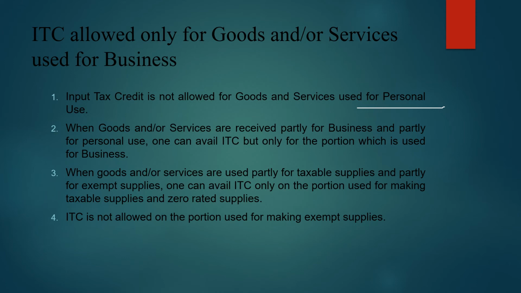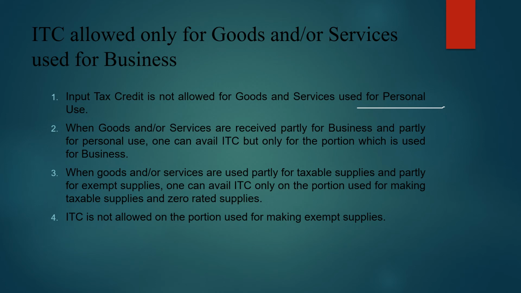When goods and services are received partly for business and partly for personal use, suppose we have purchased goods worth rupees 1 lakh, and 50,000 were for business and 50,000 for personal use, then input tax credit will be available only for rupees 50,000.